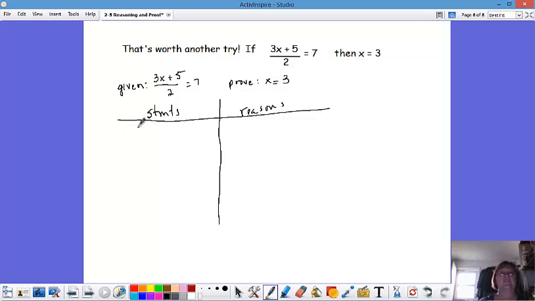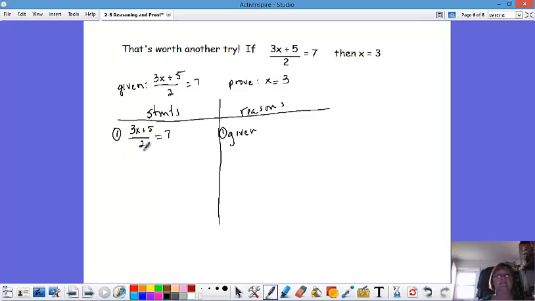And our first statement should be a restatement of what was given. 3x plus 5 all over 2 equals 7. And we know that's true because they told us. Some folks label their steps and reasons. I'll tell you, I don't always do that, but I will today just for clarity.